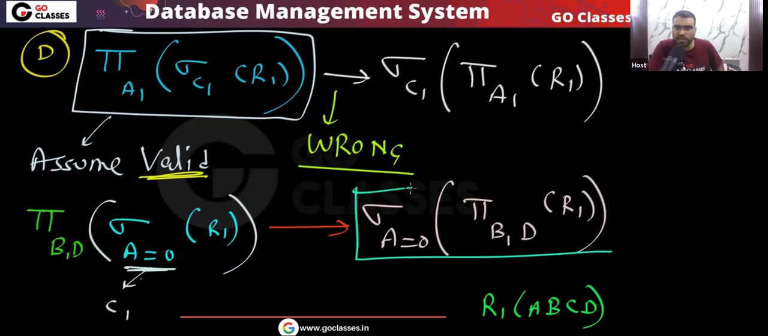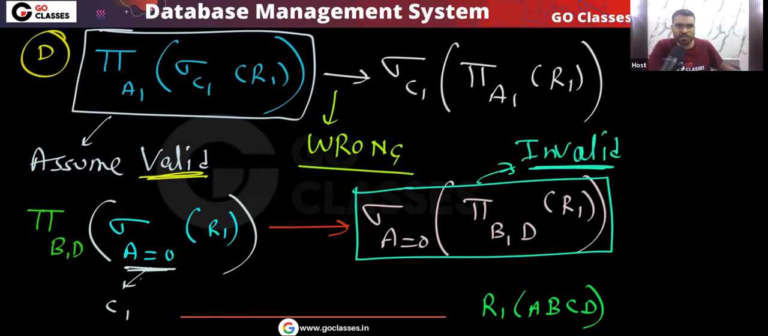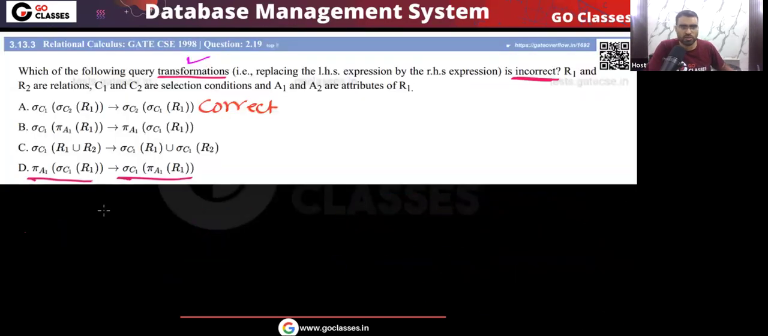No, this is not even valid. This is invalid. Think about it. Why is this invalid? Because remember, here I only have attributes B comma D and I'm using the condition on A. So this is actually invalid. So this transformation is wrong. Is this clear? This option D transformation is wrong. So finally, I can say this is wrong.